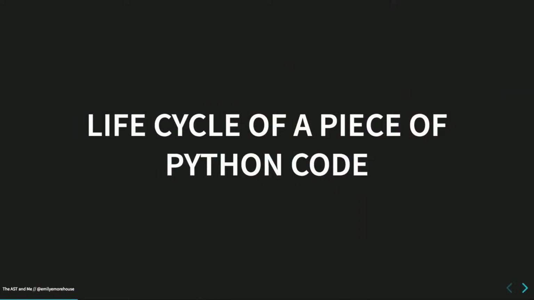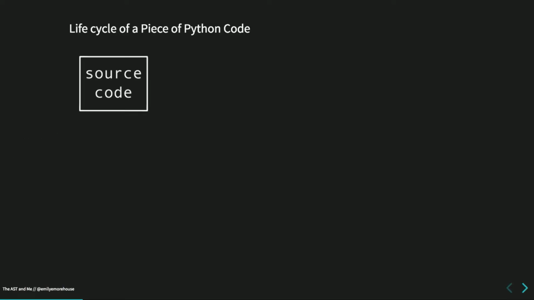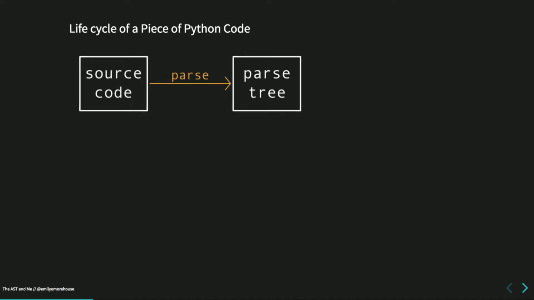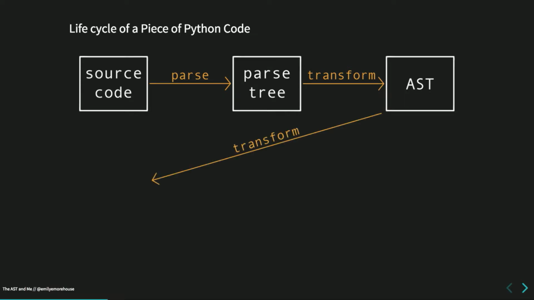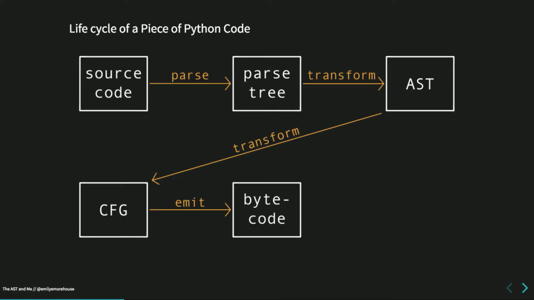So let's zoom in a little bit to see a more detailed view of what this process looks like. So you start with your source code. You parse your source code into a parse tree. And now parse trees are a little bit more detailed than what we actually want. You'll see a diagram of what this looks like in a moment. So we transform our parse tree into an abstract syntax tree. Another transformation into a control flow graph, or a CFG, which is essentially a directed graph that models the flow of a program. From here, we can now emit our bytecode and finally execute it to get our final output.